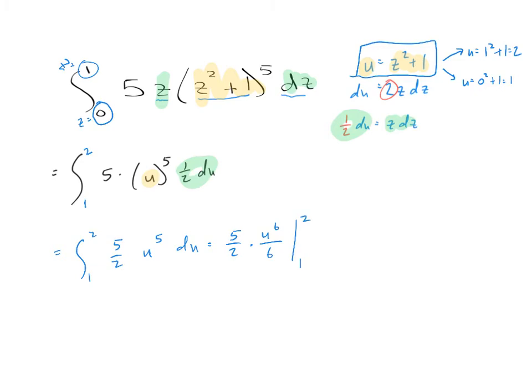In this problem, I don't have to back substitute because I've written the bounds in terms of u. If I left it 0 and 1 for the z bounds, I would have to back substitute. But because I changed the bounds to u, I don't need to do that.